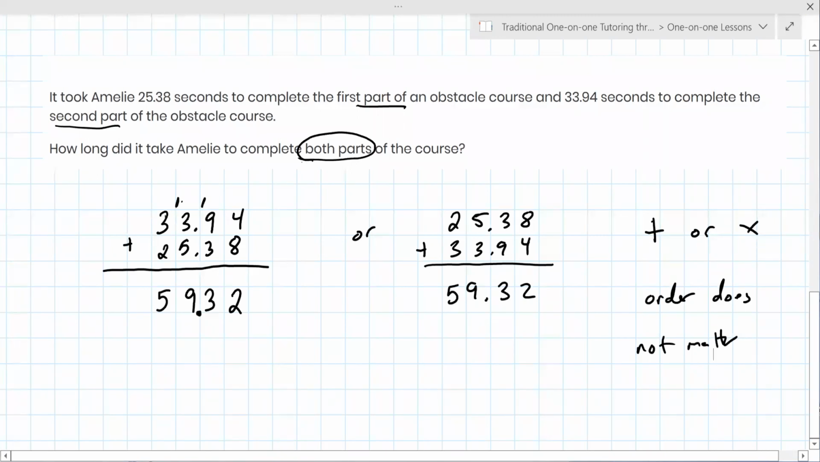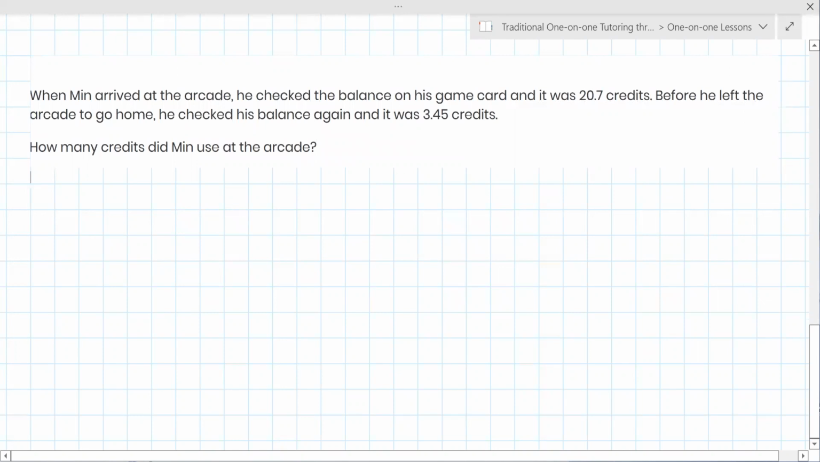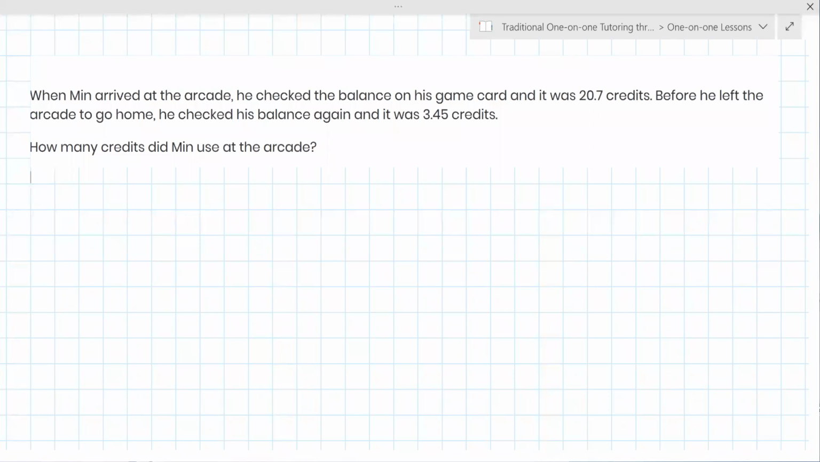Okay, let's take a look at another question here. We're moving to subtraction now, and when you subtract, order does matter. The bigger number goes on top. For now, that generally works. So go ahead and read this one out loud for us, please. When Min arrived at the arcade, he checked the balance on his game card and it was 20.7 credits. Before he left the arcade to go home, he checked his balance again and it was 3.45 credits. How many credits did Min use at the arcade?